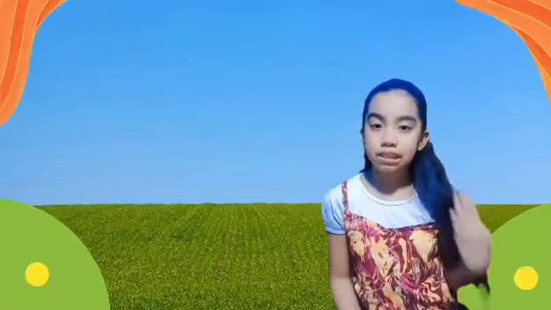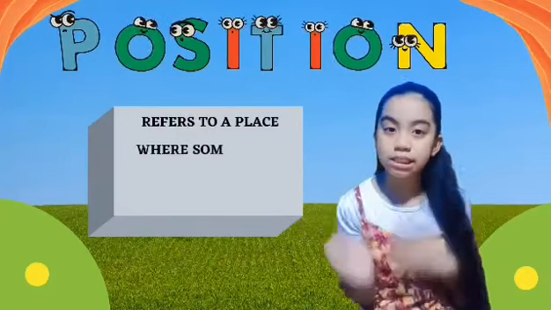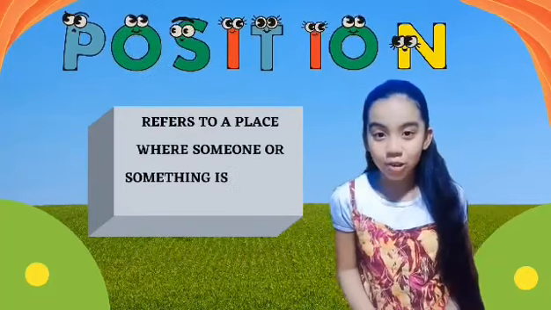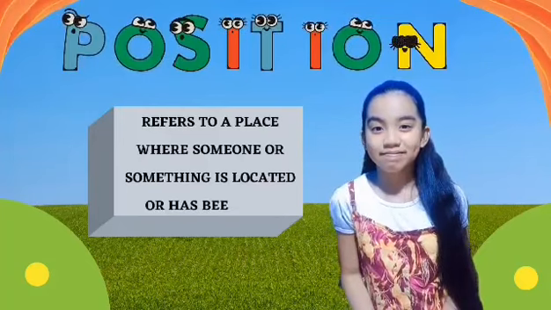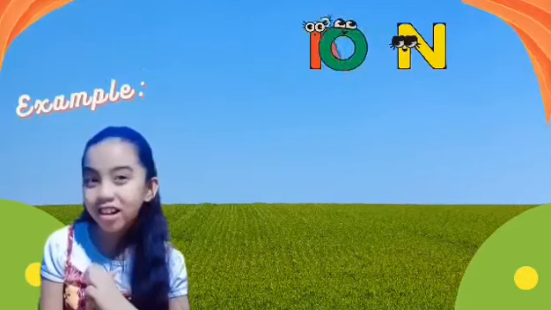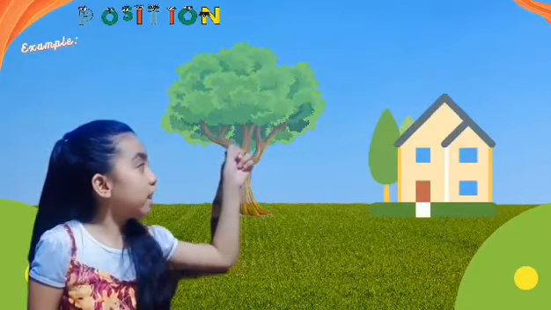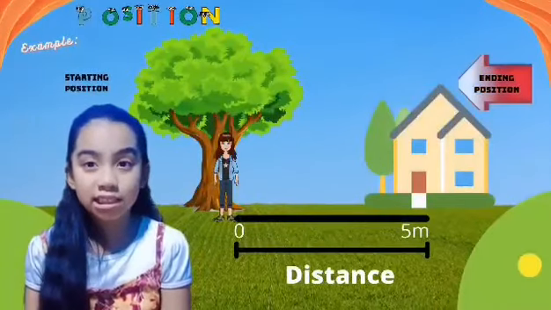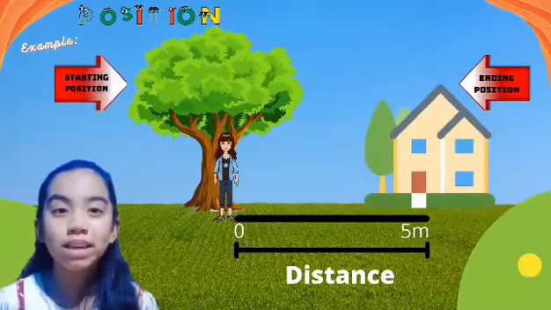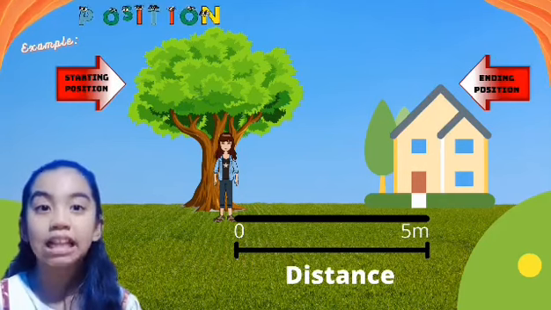When we say position, it refers to a place that someone or something is located or has been put. I have an example. That is the house, this is the tree, and the girl. The position of the girl is near the tree, 5 meter distance from the house. It shows the direction and how far the girl walked.